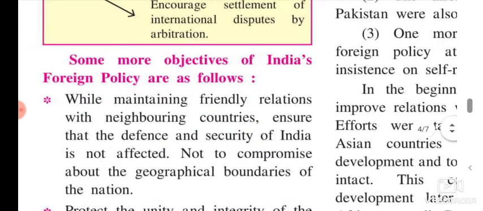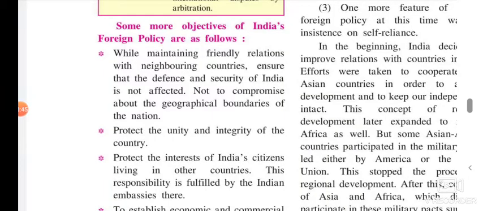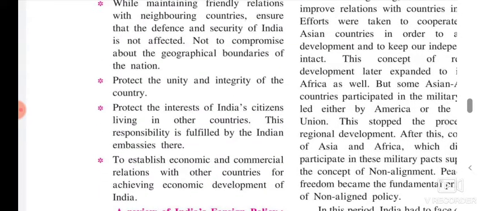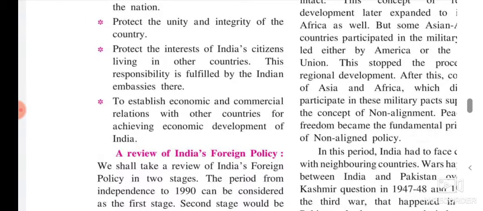The next topic. Some more objectives of India's foreign policy are as follows. First, while maintaining friendly relations with neighboring countries, ensure that the defense and security of India is not affected, and not compromise the geographical borders of the nation. Second, protect the unity and integrity of the nation. Third, protect the interests of Indian citizens living in other countries. This responsibility is fulfilled by the Indian ambassadors there. Fourth, establish economic and commercial relations with other countries for achieving economic development for India.